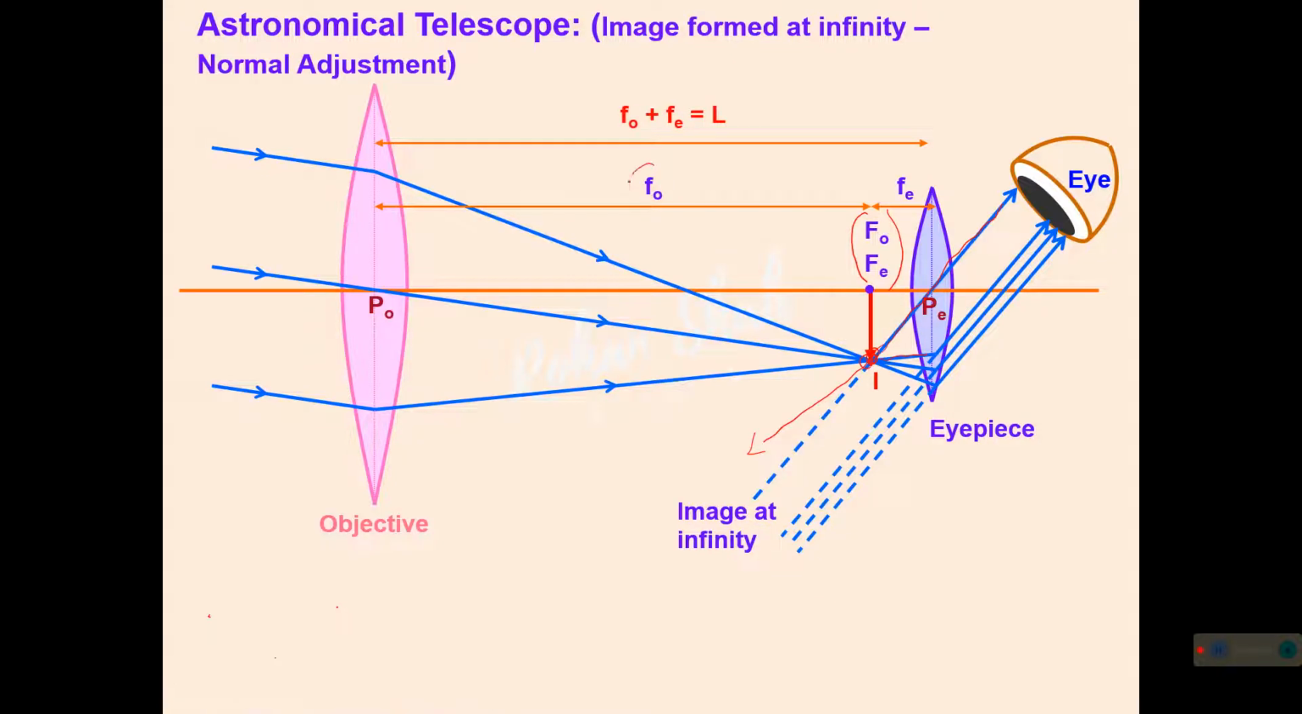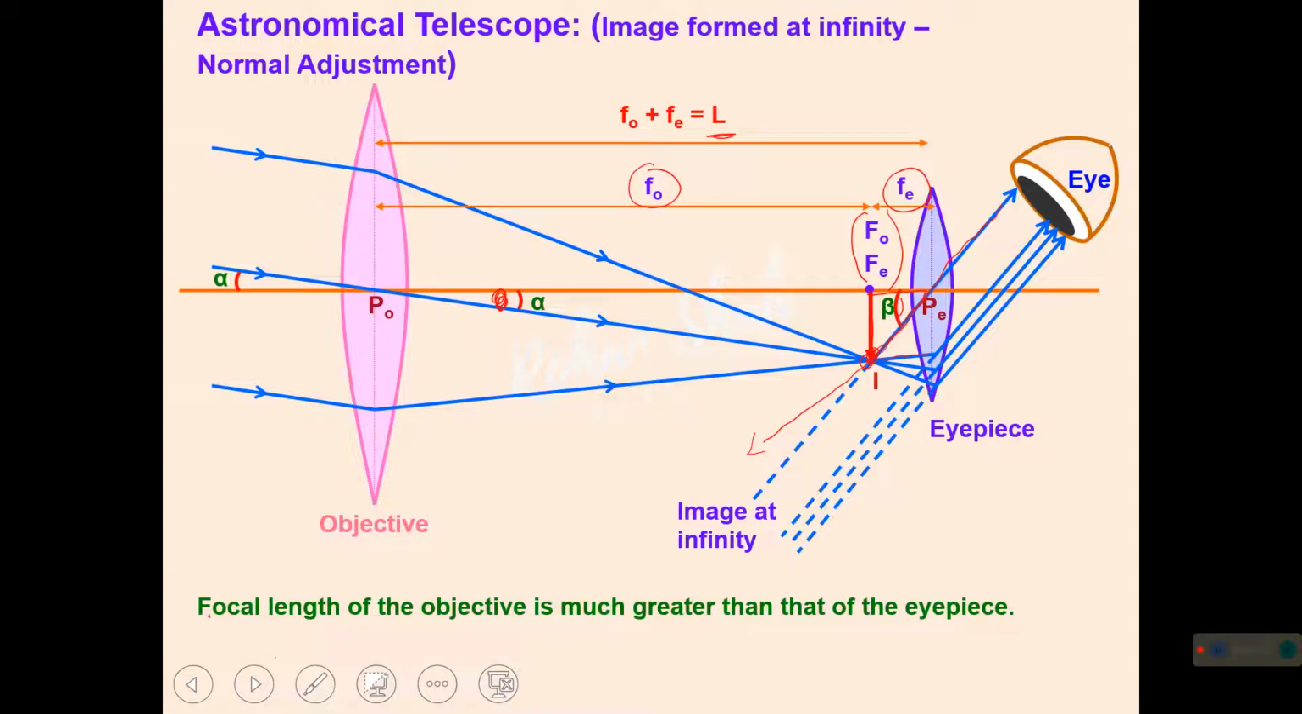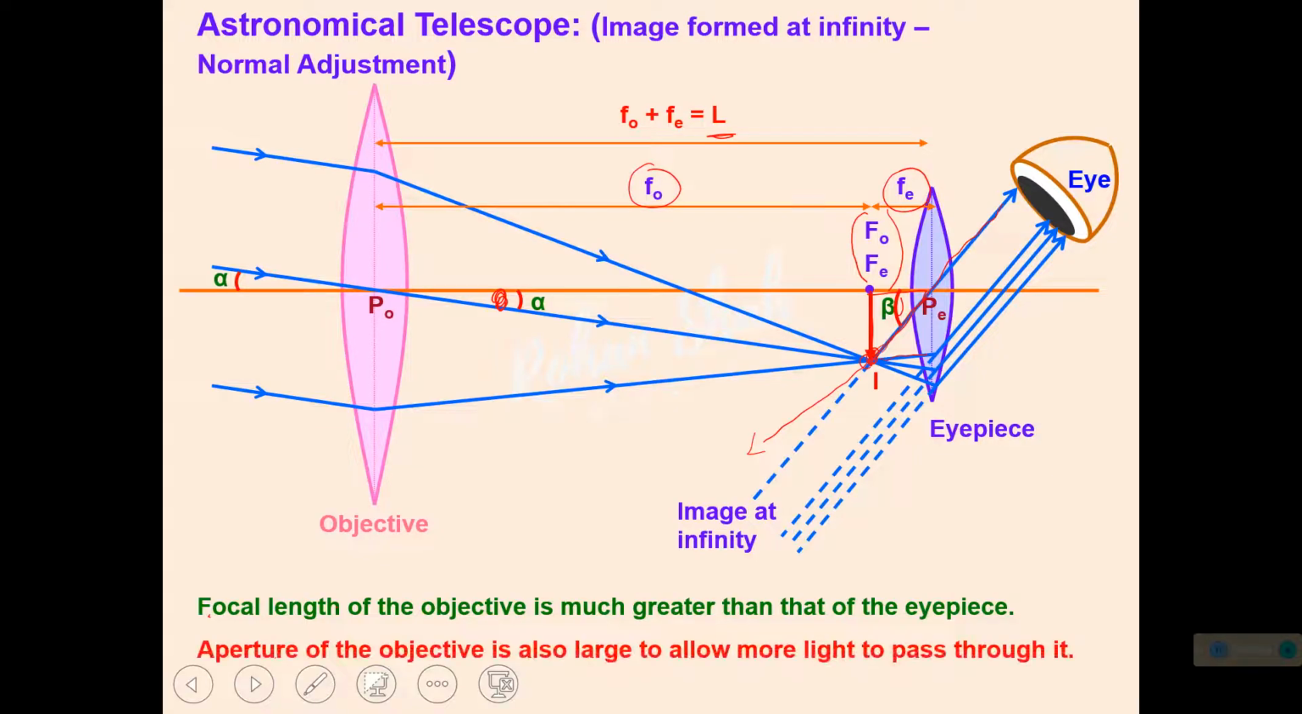The distance, this distance is FO, this distance is FE, and the distance between the two lenses is L. So FO plus FE should be equal to L in this case. This is alpha, the angle made by the object. This is beta, the angle made by the image. Right, now we will see the magnification. It will be the same, beta upon alpha. The focal length of the objective is much greater than that of the eyepiece. This is clear from the diagram we have drawn. The objective is a very big lens, so the focal length of the objective is very, very large, and the focal length for the eyepiece is small. Great. Next, the aperture of the objective is very large to allow more light to pass through it. This is also very simple.